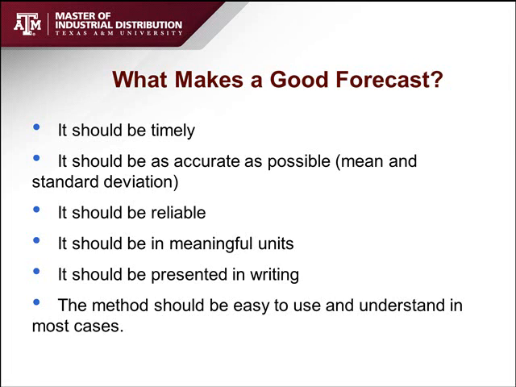The forecast should also be in meaningful units, which means basically if you are doing, let's say, a forecast for production planning, a sales revenue forecast will not make much sense. In that case, you need a production quantities forecast or the demand forecast actually to meet that expected demand. The forecast should be in writing. This makes sure that there is a procedure for it rather than some people coming up with some random numbers. And finally, hopefully the method is easy to use and understand in most cases.